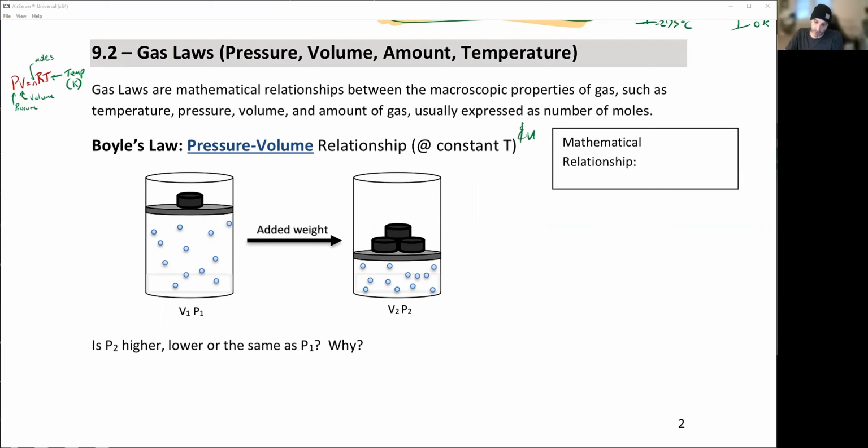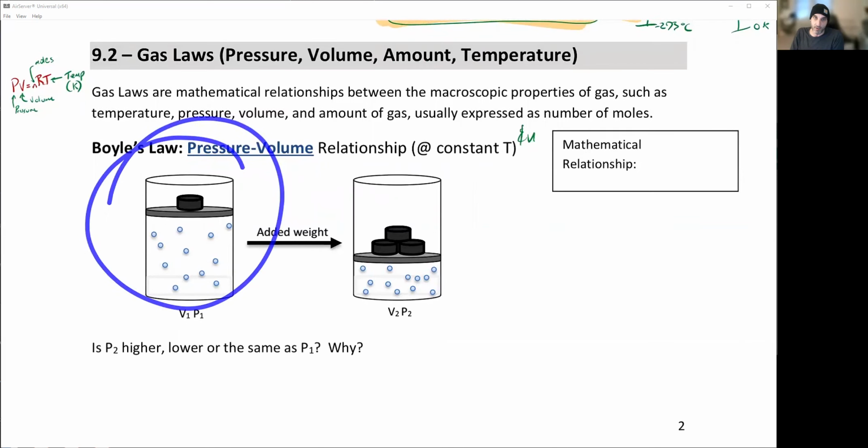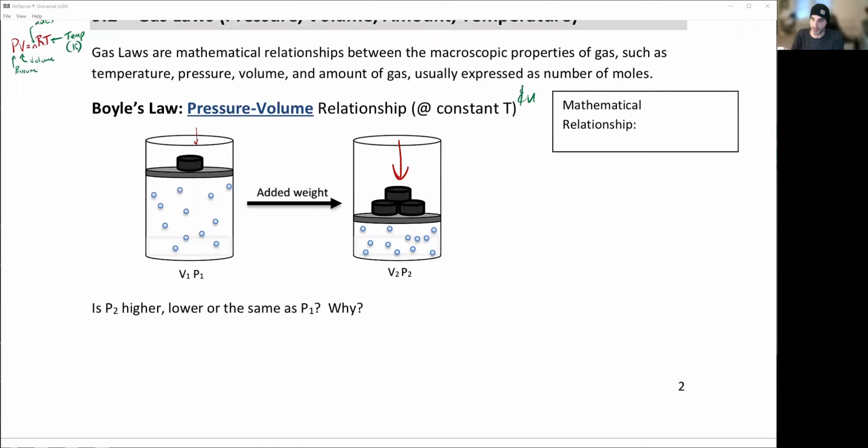So here in my little demonstration, I have a container. And that container has X number of gas molecules or X amount of moles of gas. If I add some weight, what we expect to see is that basically we're just adding force to the top. So we have increased the amount of force that we're pushing down with. Okay, so what we have done is essentially changed the pressure. So is pressure in the second step higher or lower than, or the same as, pressure 1, and why? In this case, pressure 2 is higher.